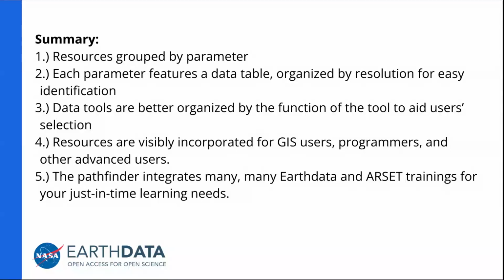In summary, this new iteration of the Air Quality Data Pathfinder features the following updates. Resources are grouped by parameter, not by satellite or sensor. Each parameter features a data table organized by resolution for easy identification. There are anchored links in the data table to help users move from data tables directly to the hyperlinked mission, sensor, and data for quick download or visualization. Data tools are better organized by the function of the tool to aid user selection. Resources are visibly incorporated for GIS users, programmers, and other advanced users. And the Data Pathfinder integrates many Earth data and RSET trainings for your just-in-time learning needs.